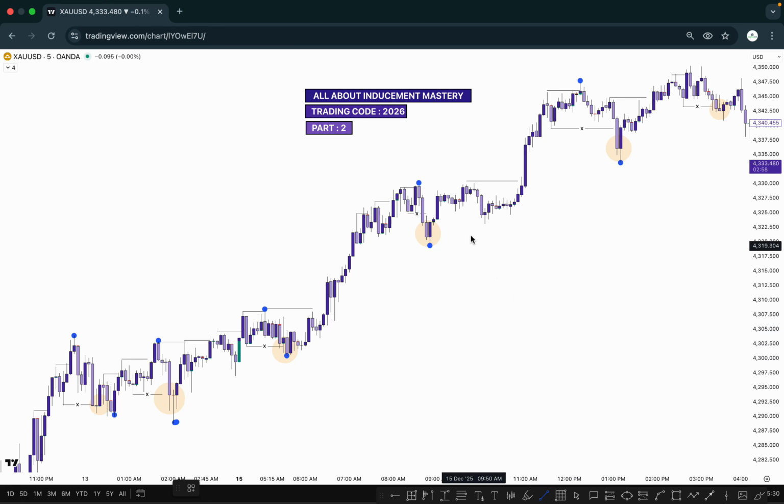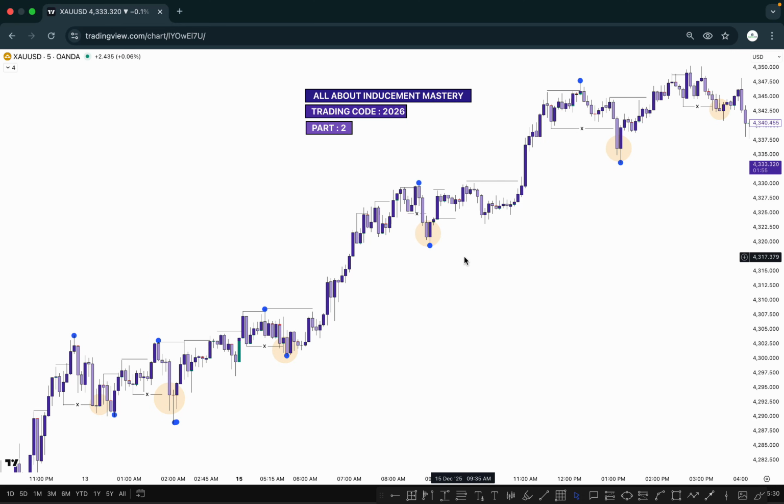In this case, clearly this one is not a valid pullback because the previous master candle high and low are both protected here. That's why we do not consider this a valid pullback. The market created 1, 2, 3, 4, 5, 6, 7 candles here, but was not able to break the previous candle high and low. That's why we are not considering this as a valid pullback.